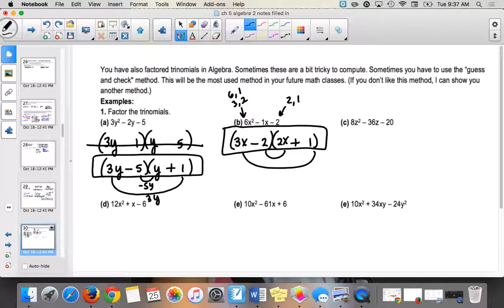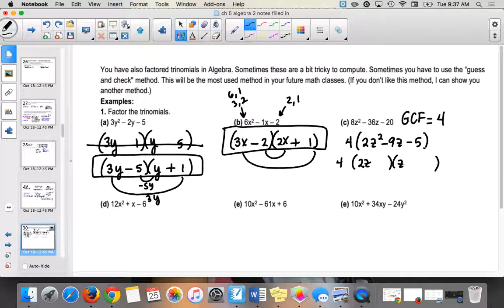What do we notice before we even begin? There's a GCF. You have to pull those GCFs out because it makes your problem so much easier. So we pull out the 4. We have 2z squared minus 9z minus 5. So the 4 just stays out front. We totally ignore it. And we're like, okay, I know I need 2z and z to make that 2z squared.